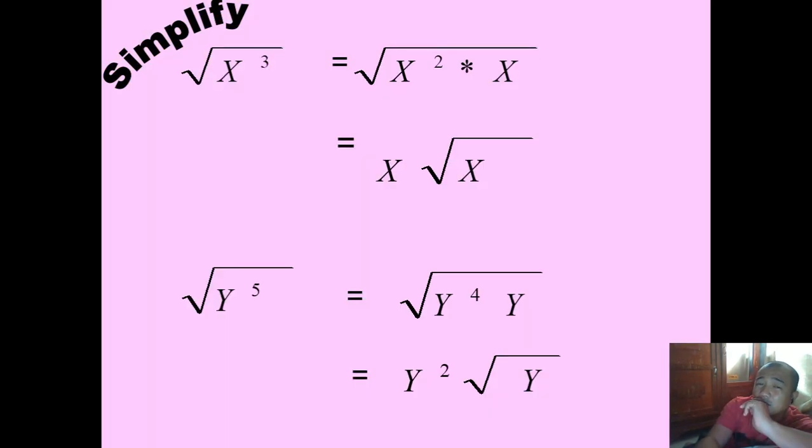How about square root of x cubed? First, we factor x squared times x. Square root of x squared is x. Square root of x, that's the answer. If the exponent is an odd number, like y to the 5th, factor y to the 4th times y. Square root of y to the 4th is y squared, times square root of y. There is no more factor for y.